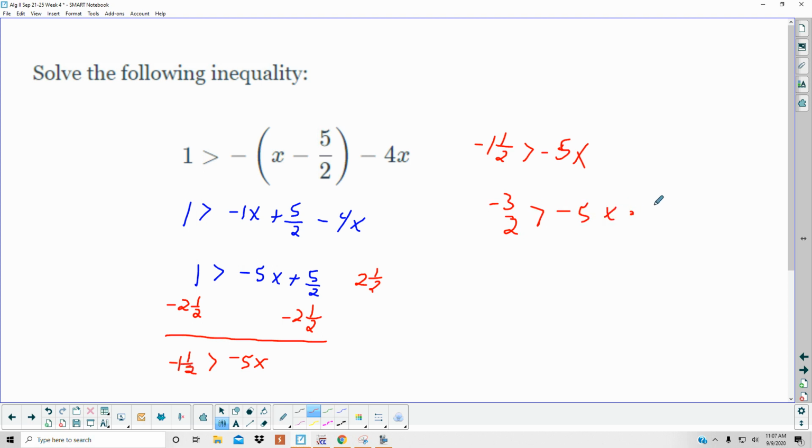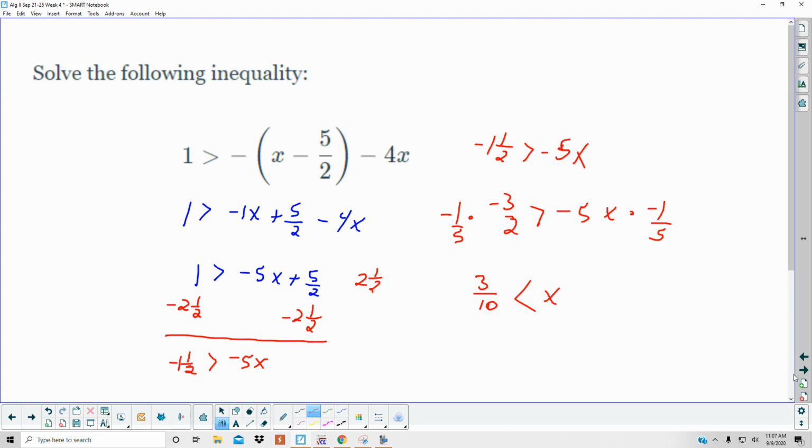And just like the others, I'm going to multiply by its reciprocal. There's nothing that's going to cancel, so I can just multiply straight across. That would be positive 3/10. Again, you multiply across an inequality with a negative number, so the inequality has to turn.